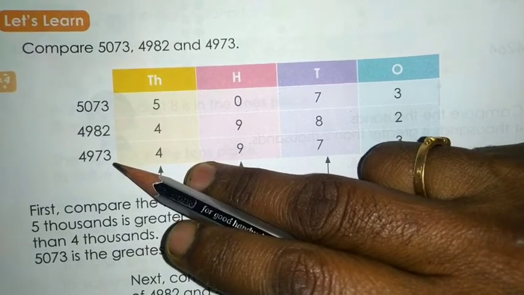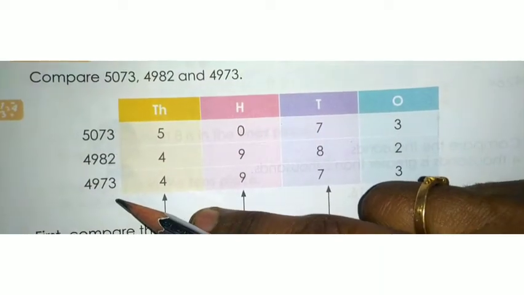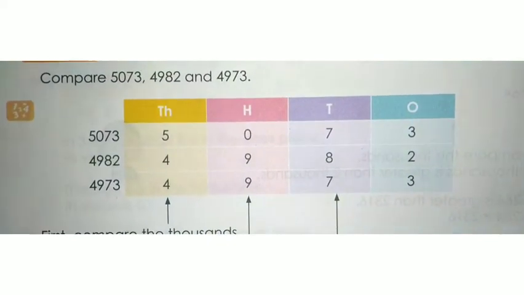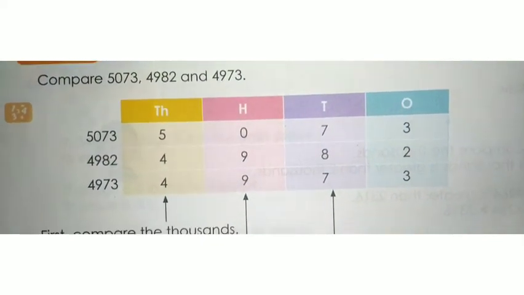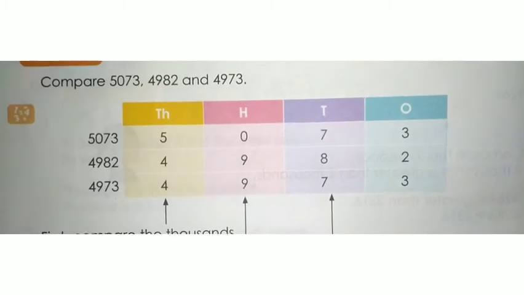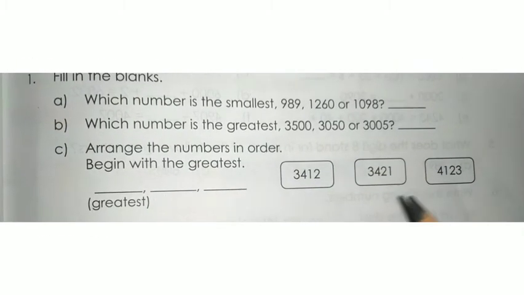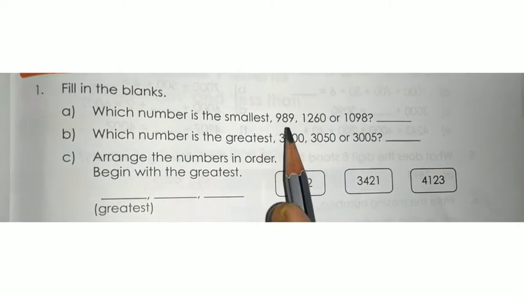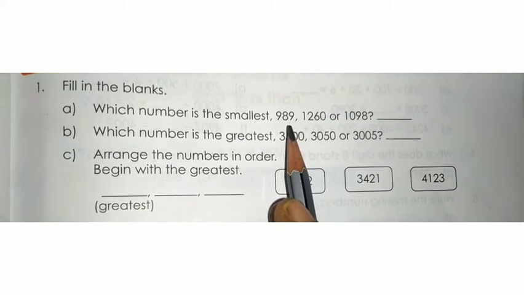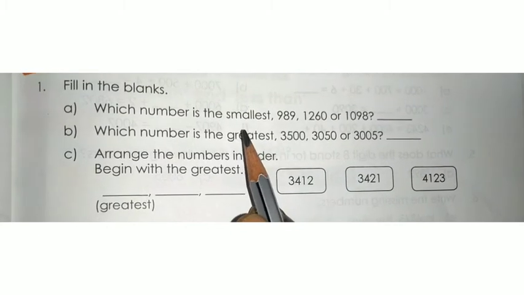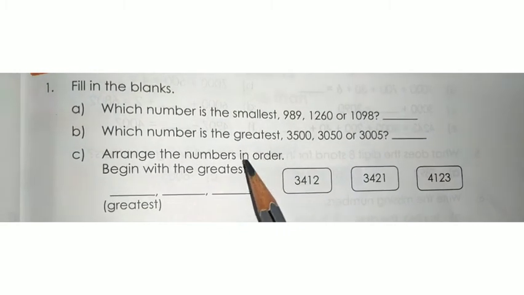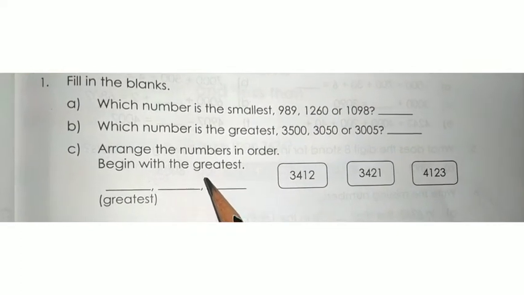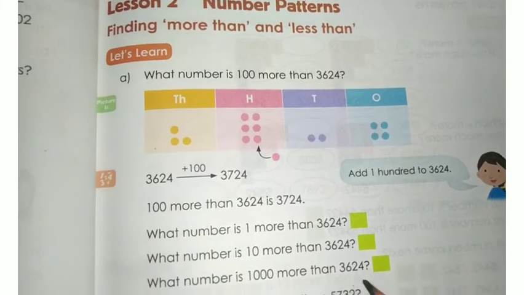Hope you all are clear. So using place values, if we compare the numbers, it will be very easy to find out which is the greatest number or which is the smallest number. As I said already, by comparing the numbers using place values, we can find the greatest or smallest number, and we can also arrange the given numbers using place values. The next concept is number patterns.